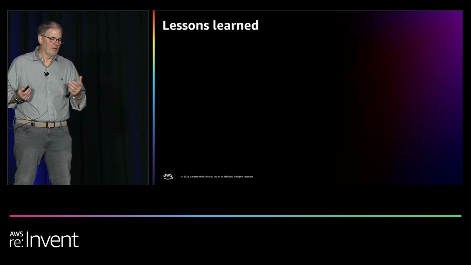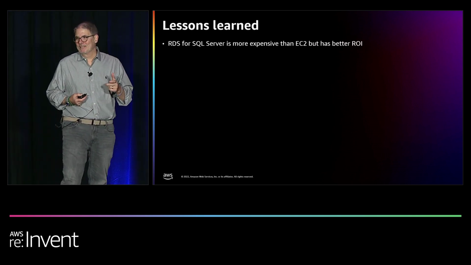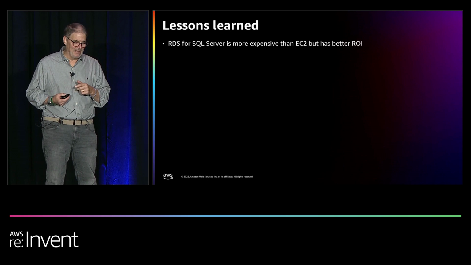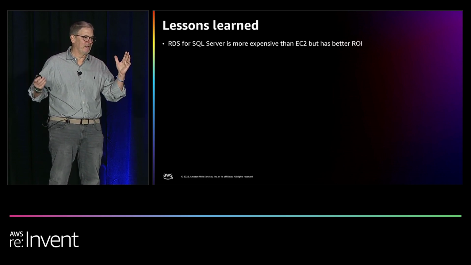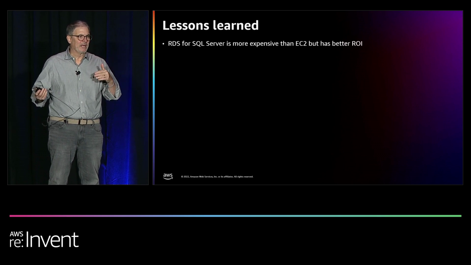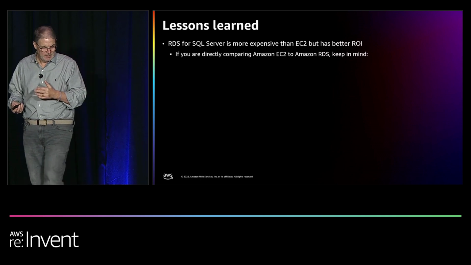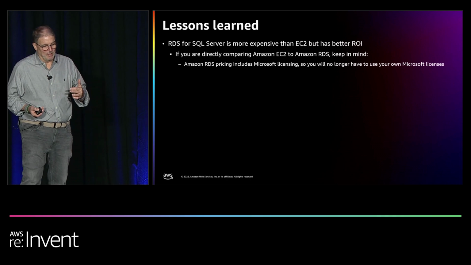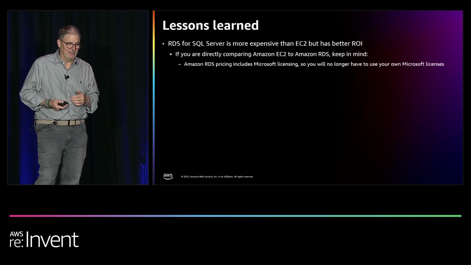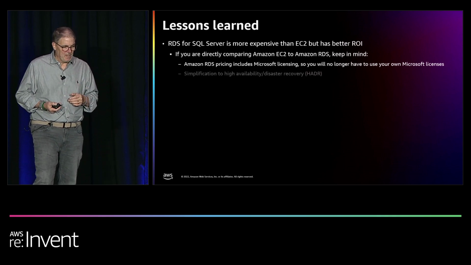So what did we learn out of all this? Let's start with one thing. It is more expensive than EC2, and there are a lot of people who get sticker shock when they go, oh, we could do this ourselves. And the answer is, well, sure, you could. But at what real cost? Look at the full ROI, not just the base cost. If you're directly comparing it, keep in mind the pricing includes Microsoft licensing. So that's something you have to take into account in your ROI, so you no longer have to use your own licenses. For us, that was really helpful.